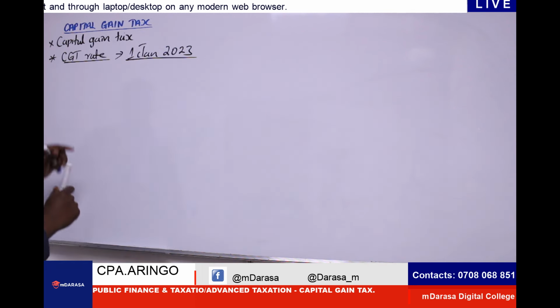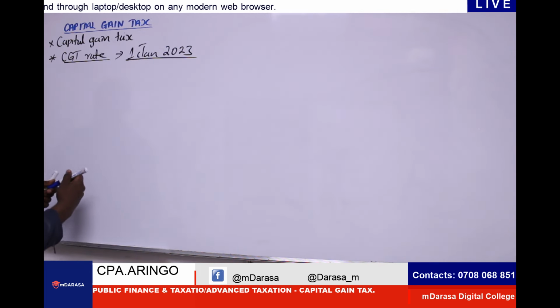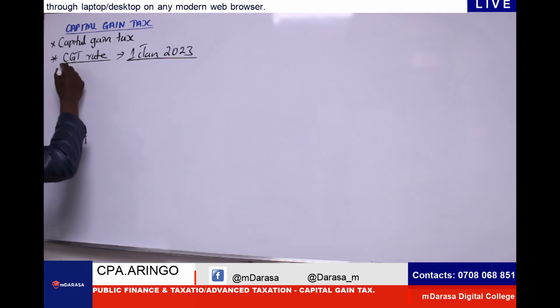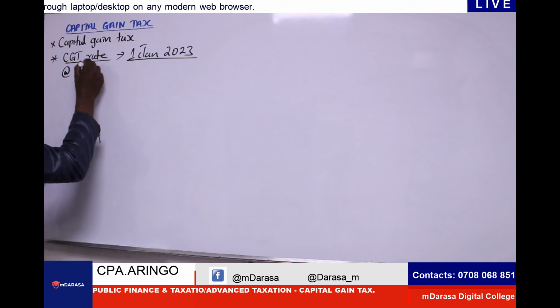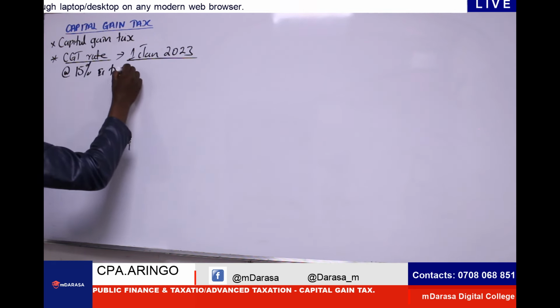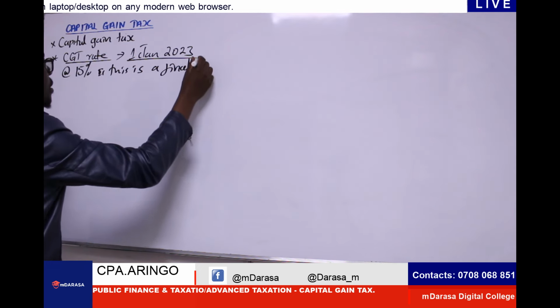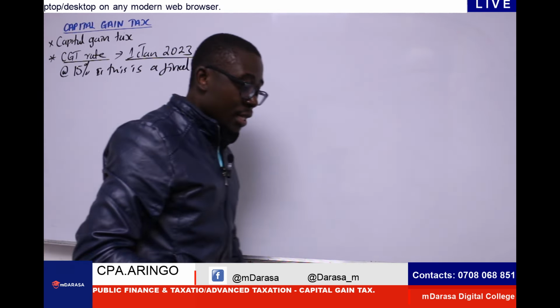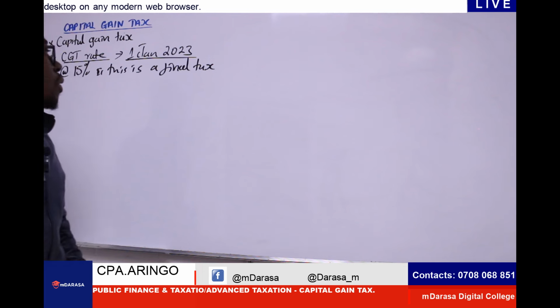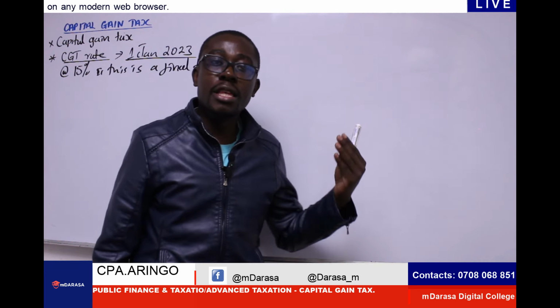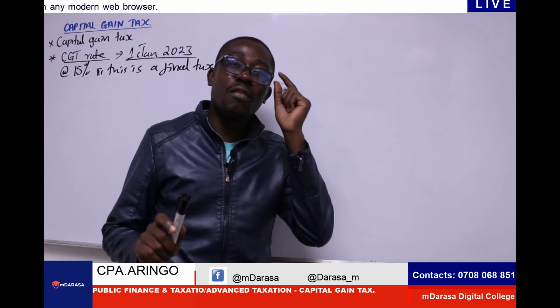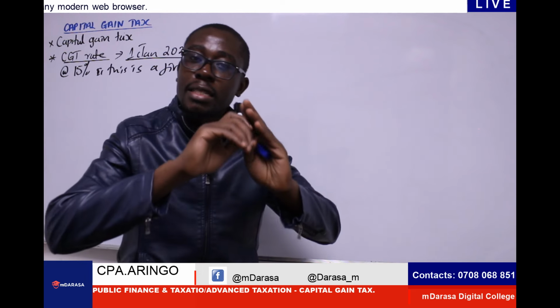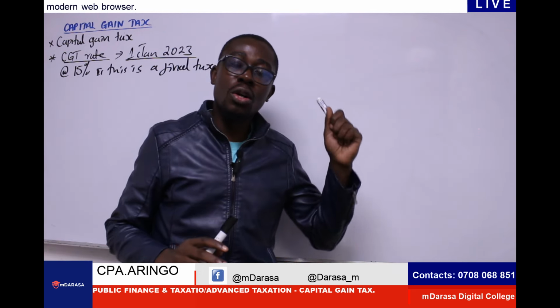So in this case, we are talking about the capital gain tax rate, or rather the CGT rate. The rate of capital gain tax is 15%, and this is a final tax. And this 15%, my good students, is a final tax. What do we mean by the term final tax? A final tax is simply the only component of tax. This gain will not be subjected to any other form of tax again. The capital gain tax is the only form of tax that is going to be applicable on that gain.